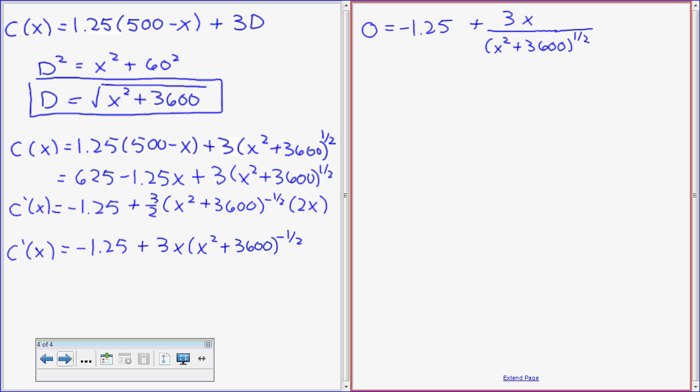Okay, so now looking at this, what's the first thing you should instantly do? Alan, sorry, I'm picking on you because I respect your shirt, and secondly, this is my line of vision, so it's either you or Brad. If you have to solve for this, just pretend that was 3x, 0 equals negative 1.25 plus 3x, pretend that was the question. What would be the first step? Yeah, totally the same, right on. So 1.25 equals 3x all over x squared plus 3600 to the 1/2.